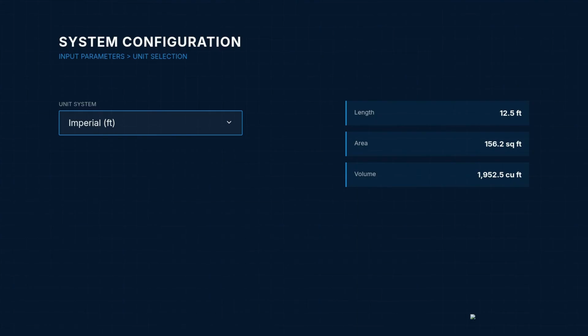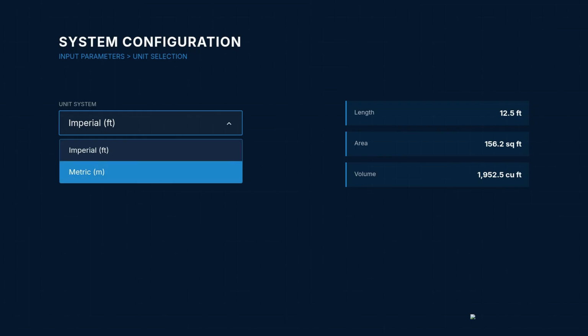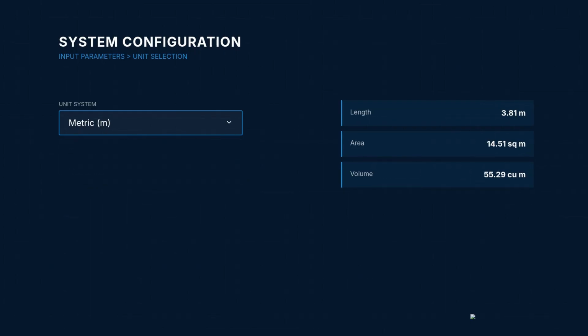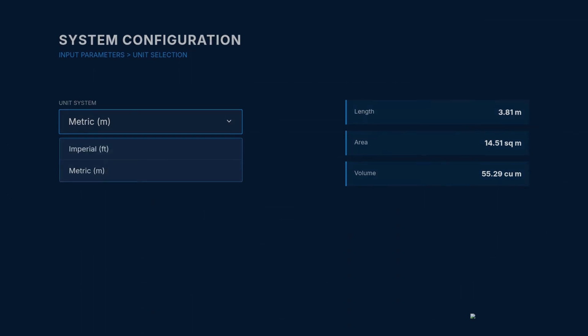First, we have a unit system dropdown where you can select either Imperial, showing feet, square feet, and cubic feet, or metric, showing meters, square meters, and cubic meters. For this demonstration, I'm using Imperial units.